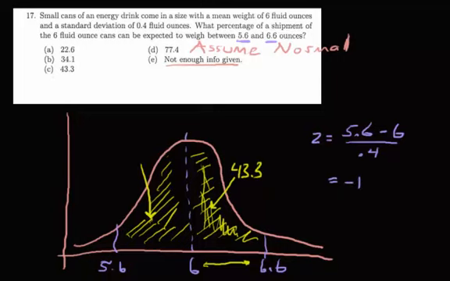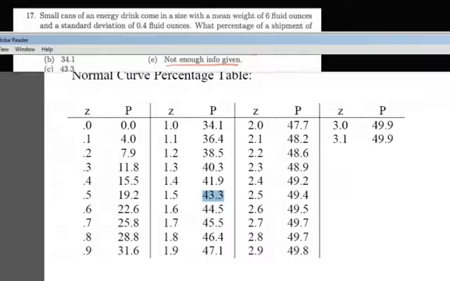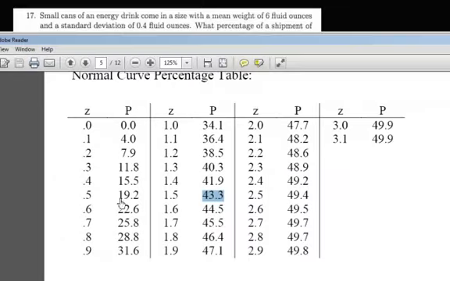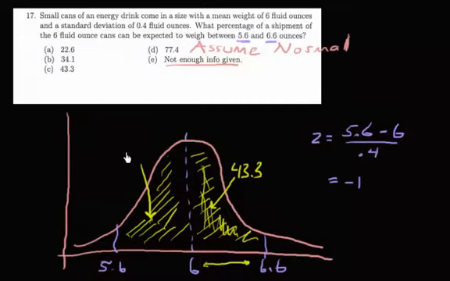So we'll bring up the table. All right. The negative doesn't matter. The negative is just telling us the direction. But we have a z value of 1, so that percentage is 34.1%. So in here is 34.1%.